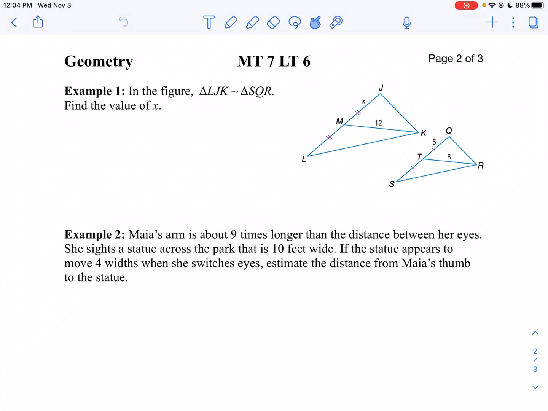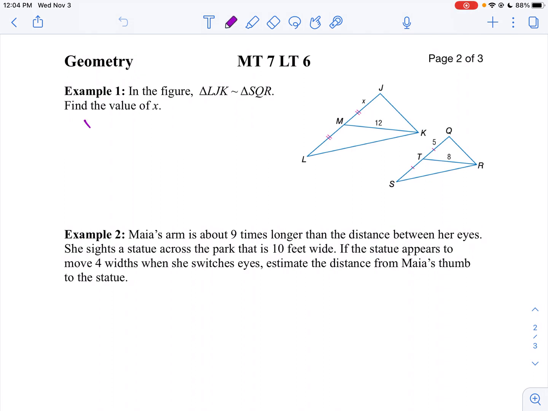Now we can apply that to a problem here. Notice we have some medians. That is, KM is 12, and RT is 8. And their medians, since these triangles are similar, we know they're proportional. I want to find the distance from J to M.